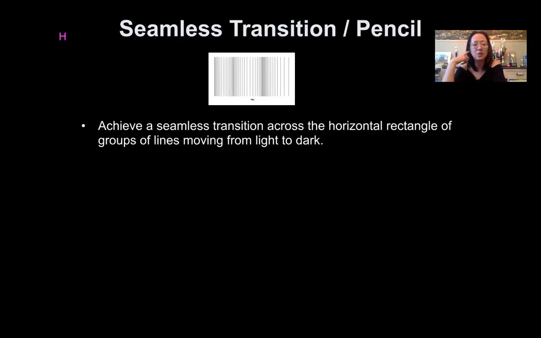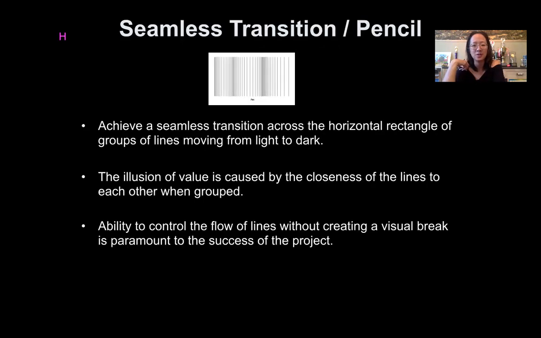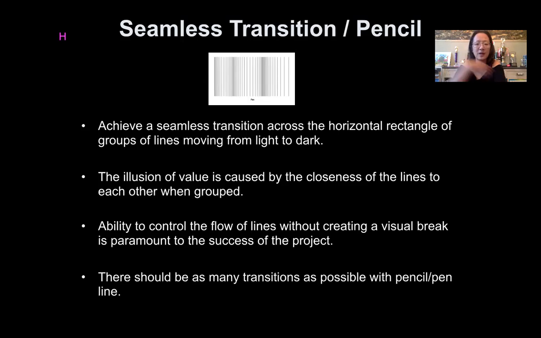In the second part, you want to achieve a seamless transition across the horizontal rectangle of groups of lines moving from light to dark. When we say light, it basically means the lines are kept at a distance from each other. The illusion of value is caused by the closeness of the lines to each other when grouped. The ability to control the flow of lines without creating a visual break is paramount. It's critical to the success of this project. And there should be as many transitions as possible with pencil and pen lines.